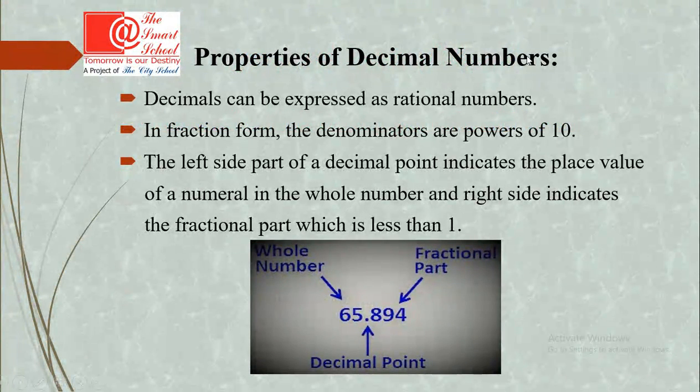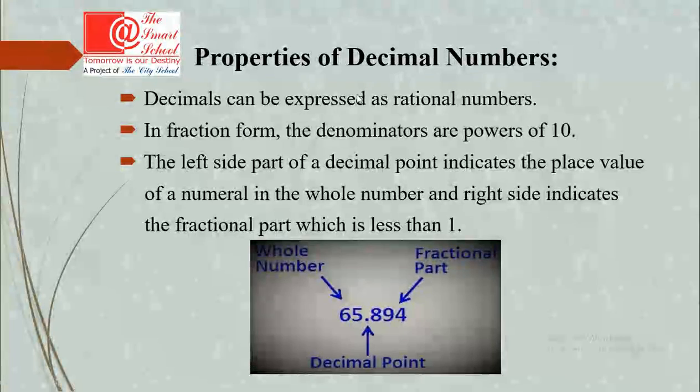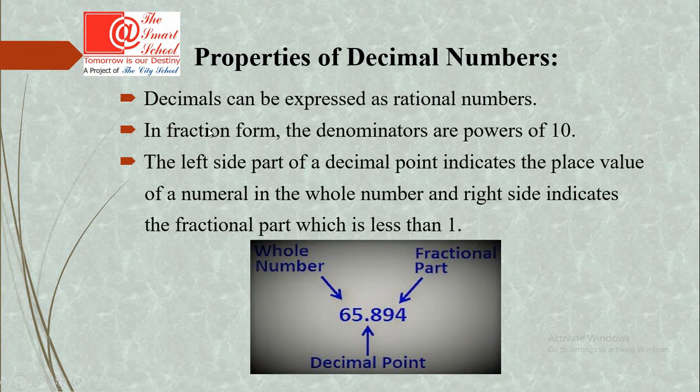Now, properties of decimal numbers. Decimals can be expressed as rational numbers. In fraction form, the denominators are powers of 10, meaning 100, 1000, 10,000 and so on. The left side part of a decimal point indicates the place value of a numeral in the whole number, and the right side indicates the fractional part which is less than 1. Like here, 65.894: the point means decimal point and the left side part is the whole number. So 65 is the whole number and 8, 9 and 4 are the fractional part.